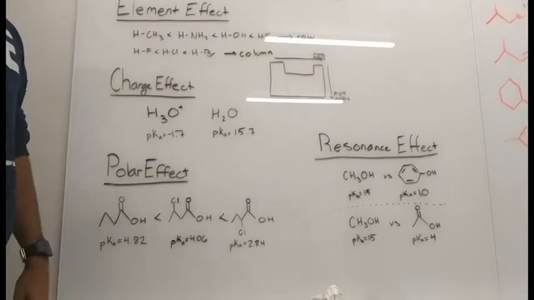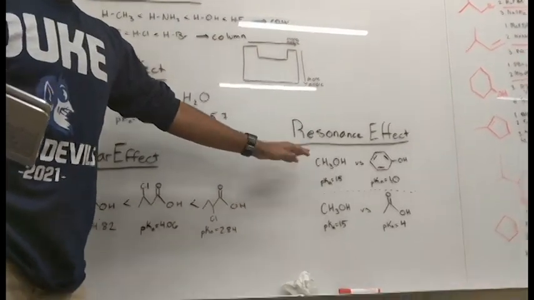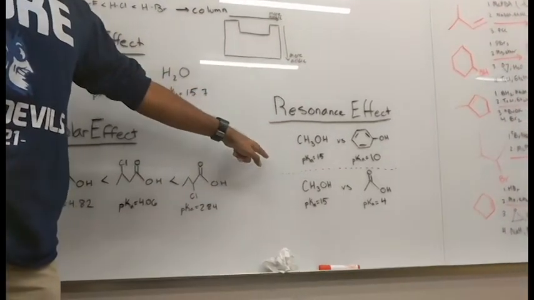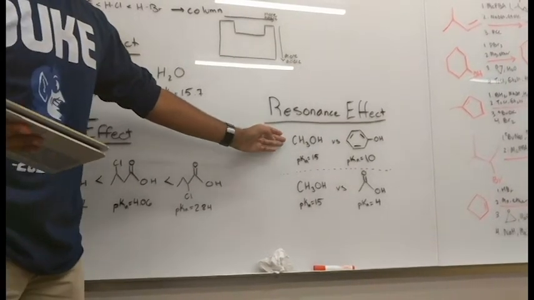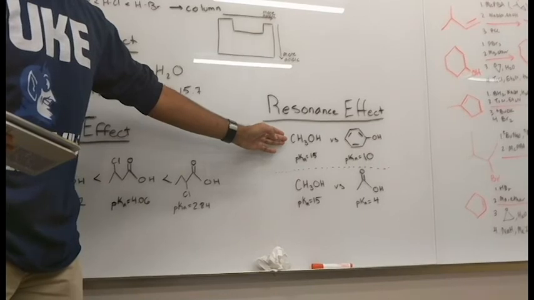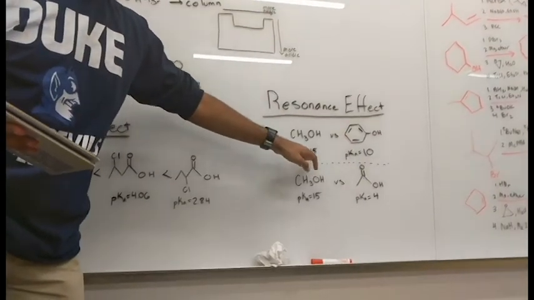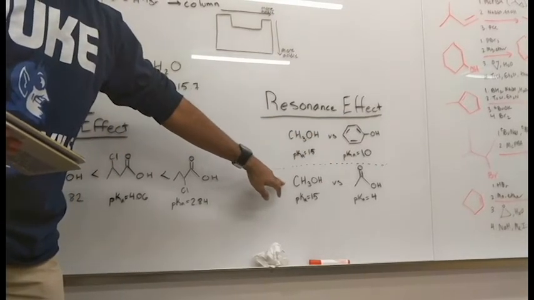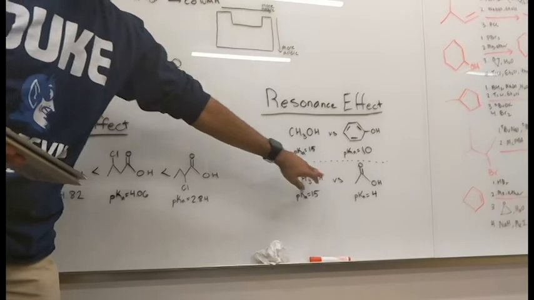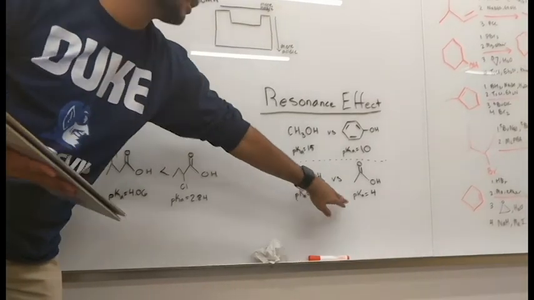Finally, we have the resonance effect, in which as you have more resonance structures, the pKa decreases, therefore the acidity increases. So this group here has no resonance effect, whereas this group here does have resonance effect, and there's a clear difference in the pKa's. Also here, this group does not have a resonance effect, this group does have a resonance effect, and therefore there's a stark difference in the acidities of the two molecules.